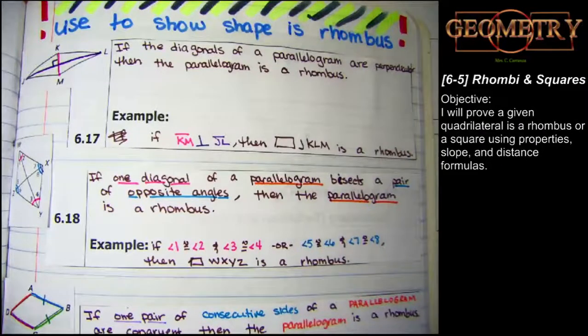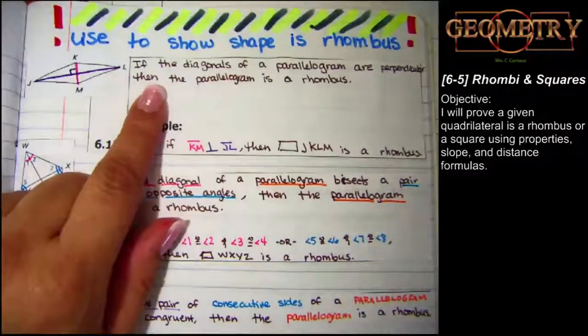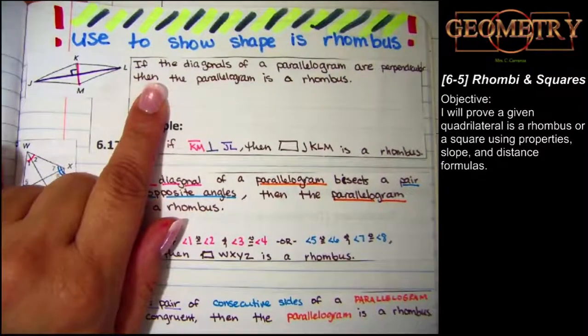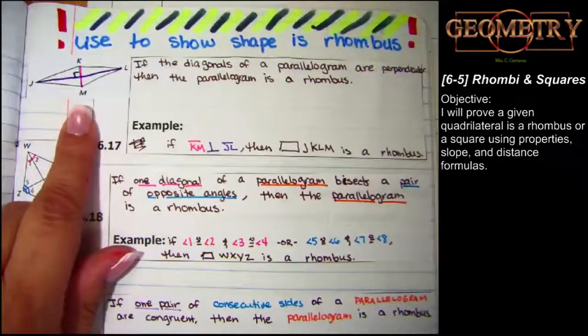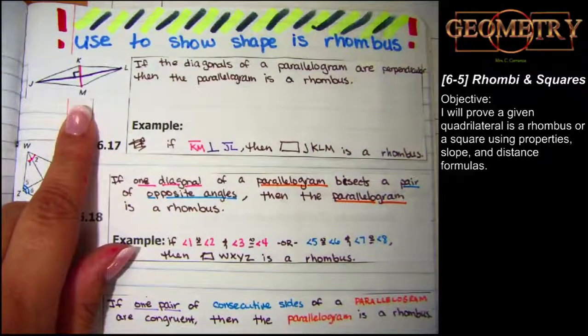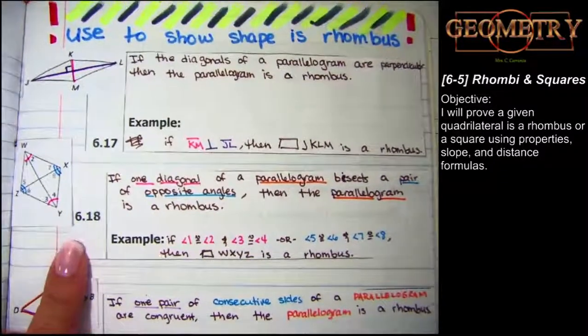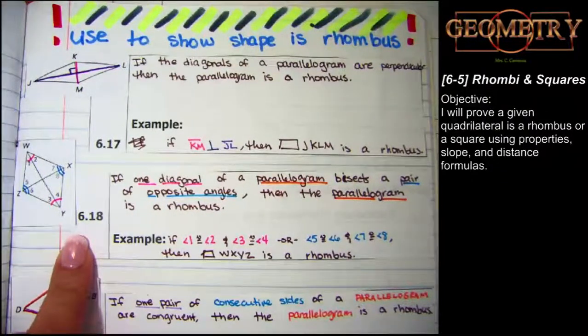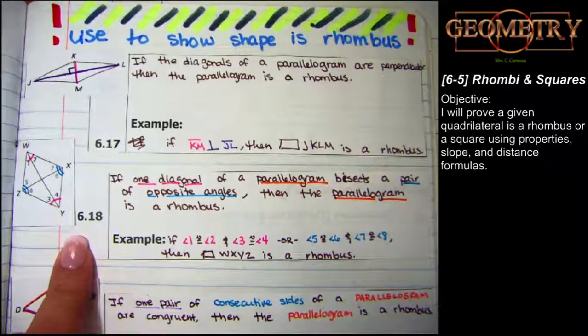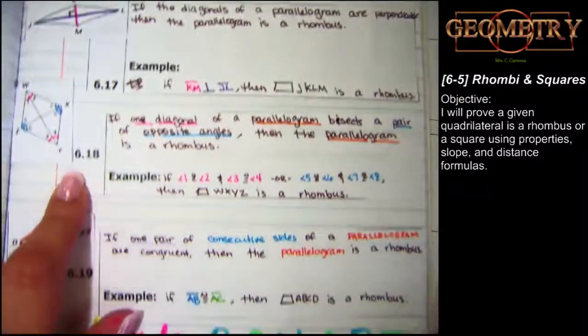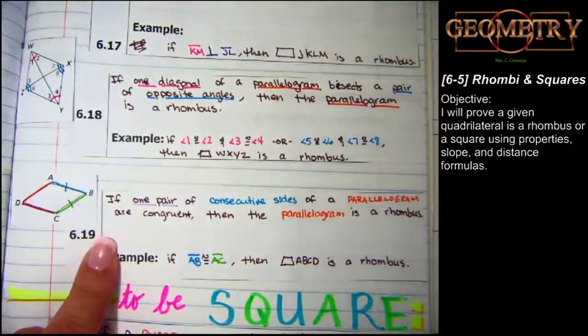Now, if I gave you a shape and asked you what shape it is, and you're wondering if this shape is a rhombus or not, here's how you tell. If you know that the shape is a parallelogram or can prove it's a parallelogram, then all you have to do is show the diagonals are perpendicular, and boom, you get to say it's a rhombus. If you can show that the opposite angles have been bisected by its diagonals, you could say it's a rhombus. Or if you can show that the consecutive sides, the sides making a corner, are congruent to each other, you can tell that it's a rhombus.